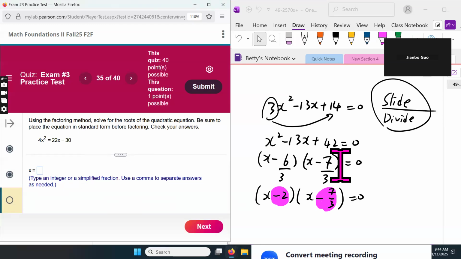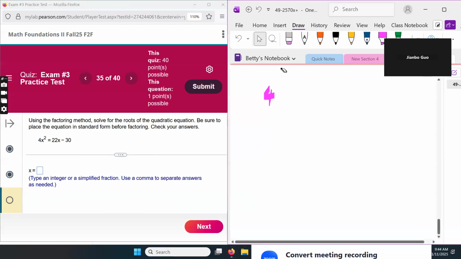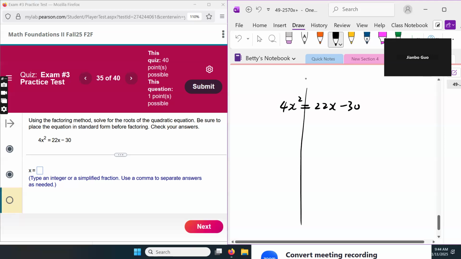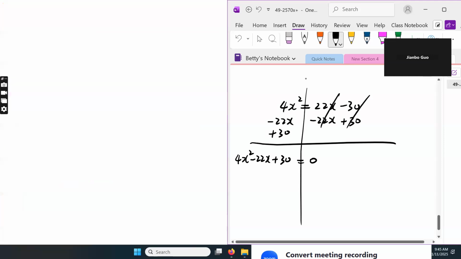So solving equation. And this equation is not in a standard form yet. We need to rewrite it in a standard form. 4x squared equals 22x minus 30. To write as a standard form, we subtract 22x from each side, and then we add 30 to each side, okay? And we make the right side be 0. The left side is 4x squared minus 22x plus 30.